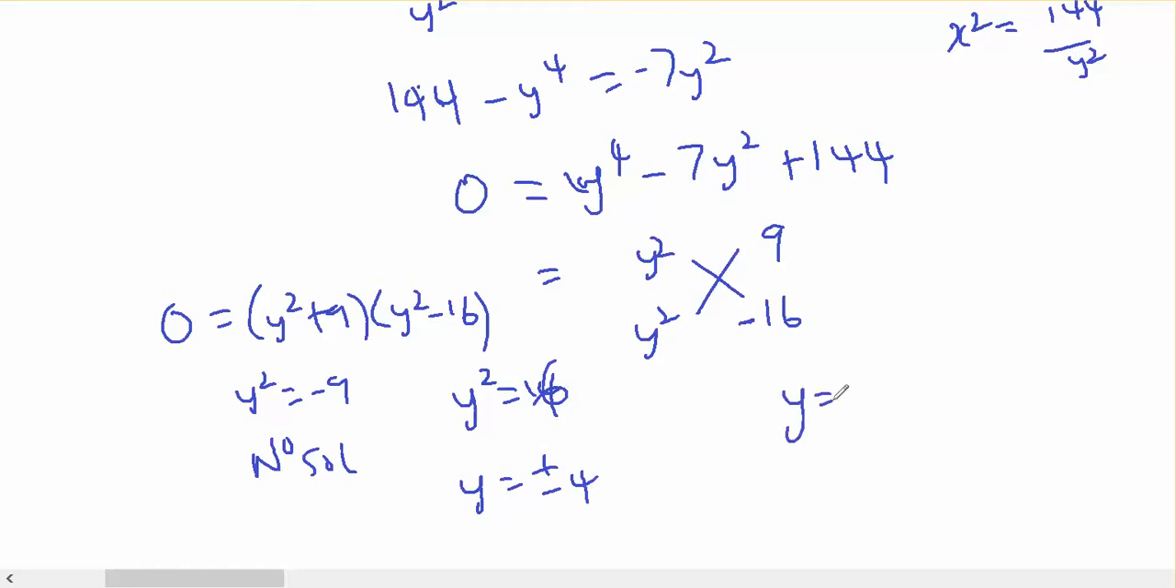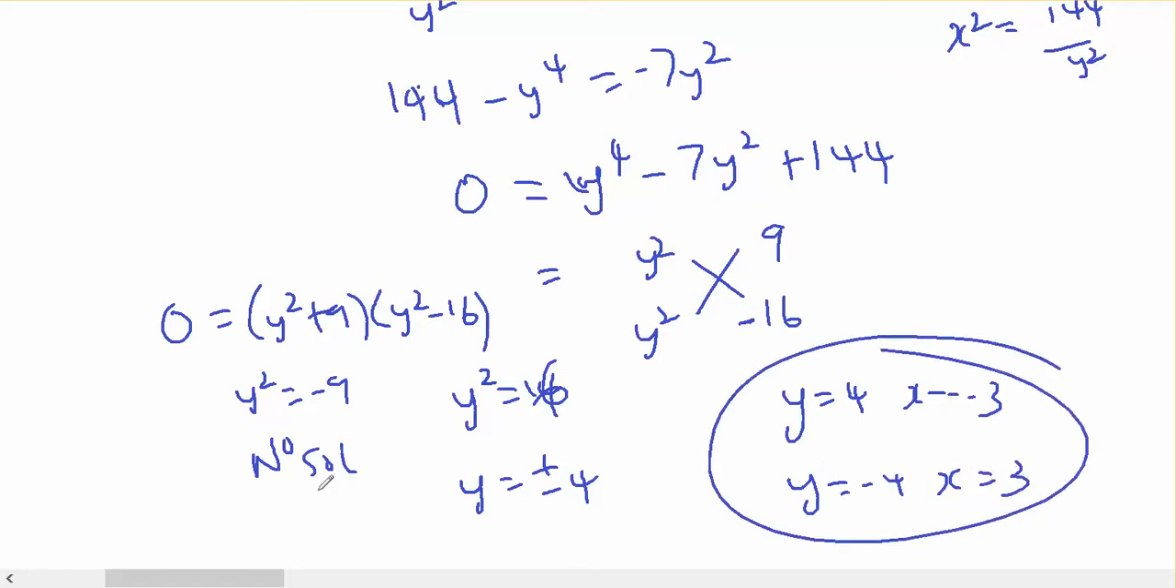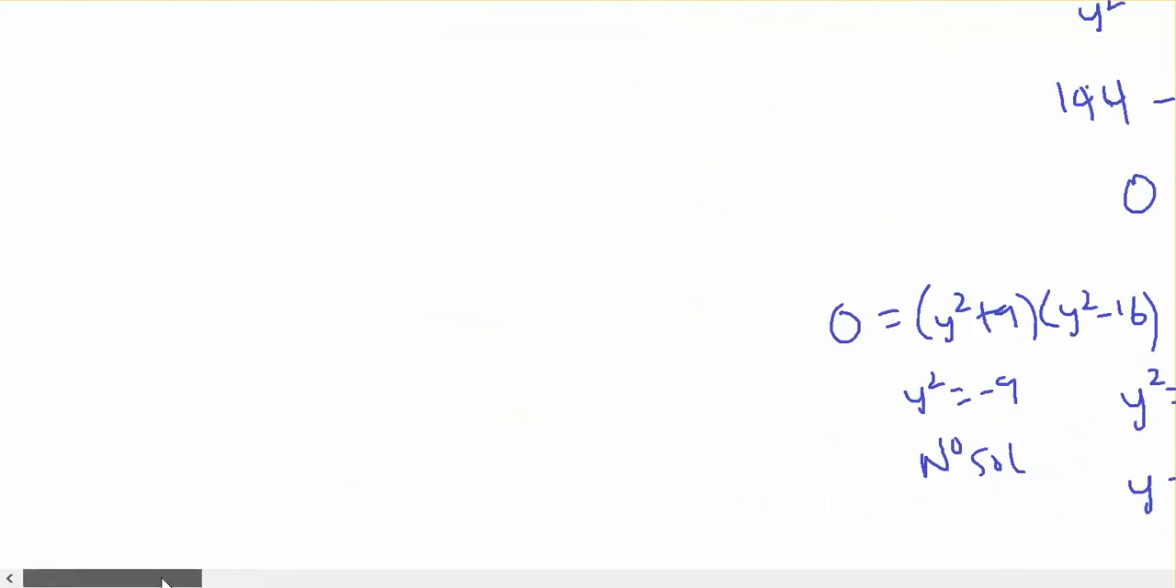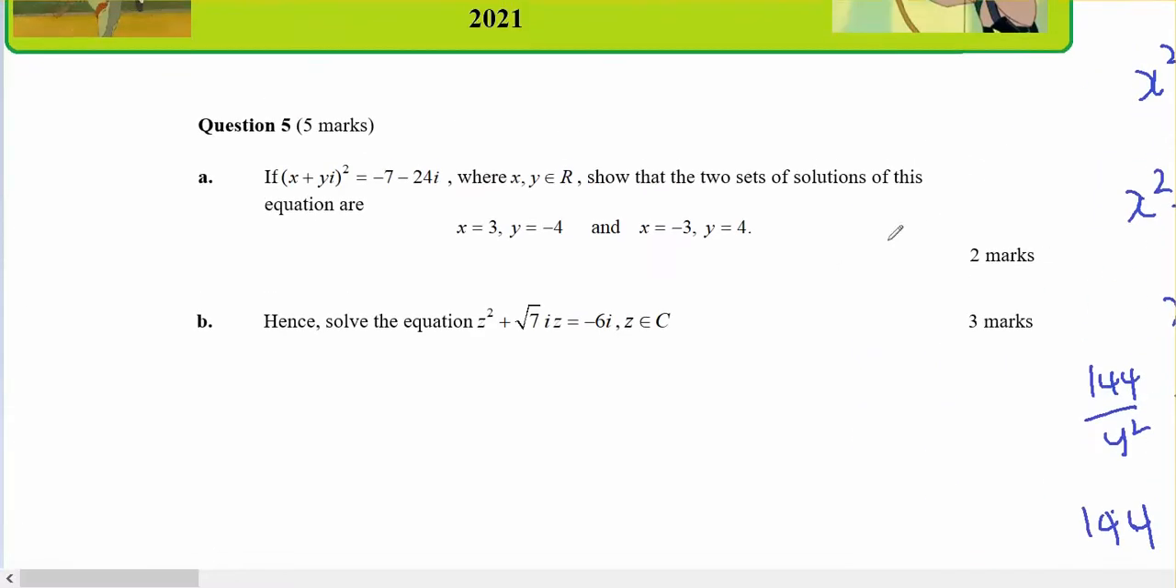And subbing in, when y equals 4, x equals negative 3, and when y equals negative 4, x equals positive 3, and they are the solutions that we're asked to show. Okay, so that's part A. In hence, well, obviously I'm going to use that when trying to solve this second part. So always keep in mind.